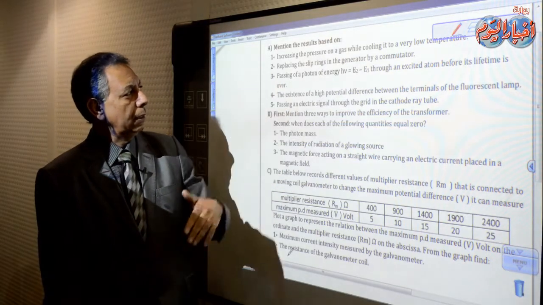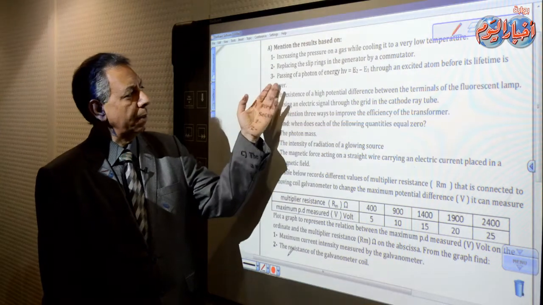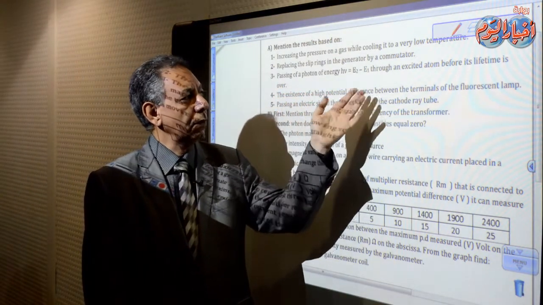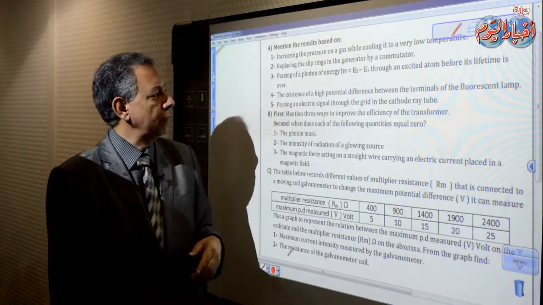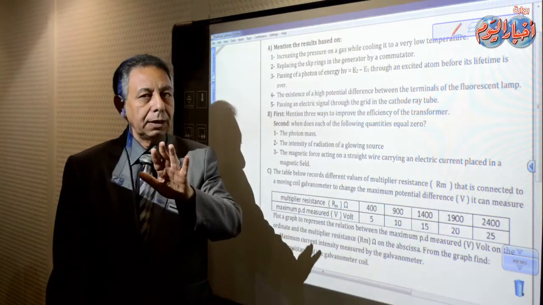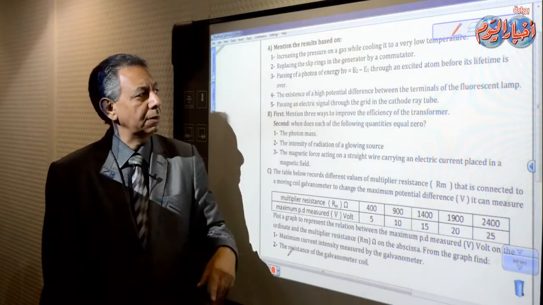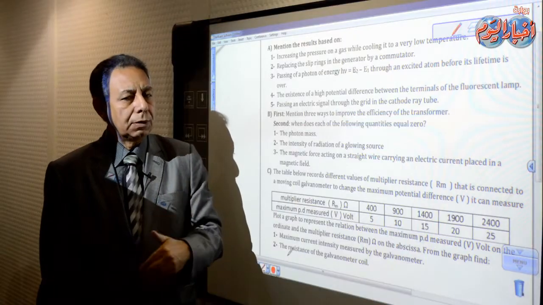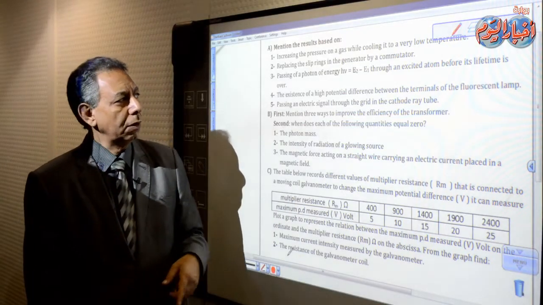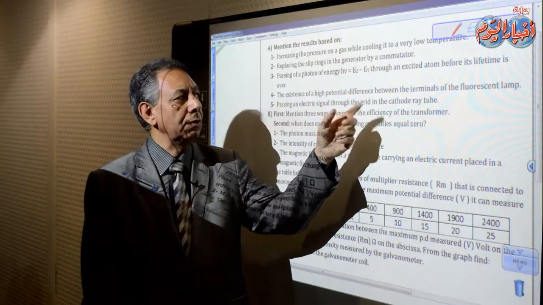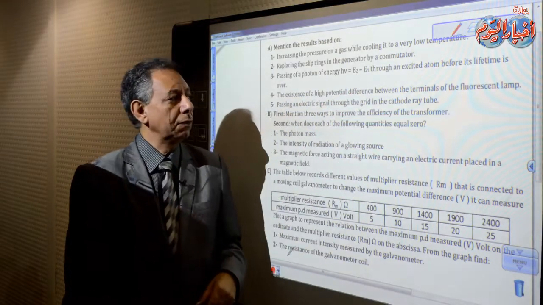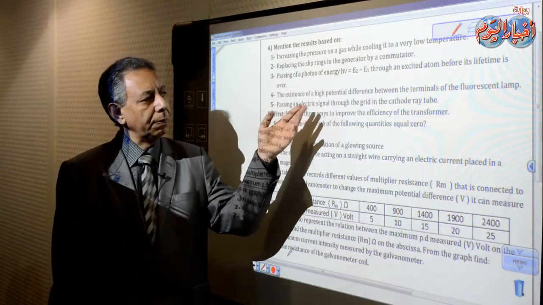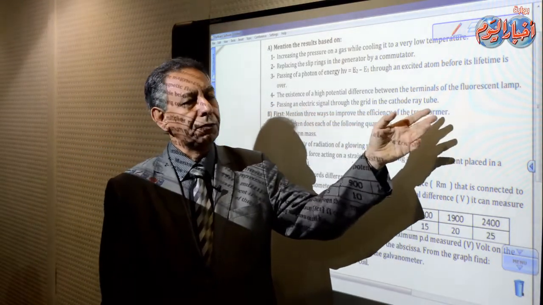The third part: mention the results based on passing a photon of energy h nu equals E2 minus E1 through an excited atom before its lifetime is over. Yes, stimulated emission. That is very important and very famous. Stimulated emission takes place, the atom is transmitted back to a lower energy level, emitting a photon of energy h nu equals E2 minus E1 in addition to the incident photon. That is stimulated emission.